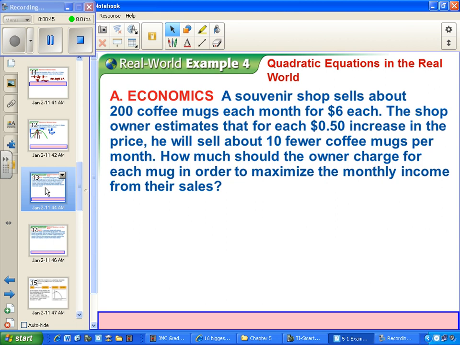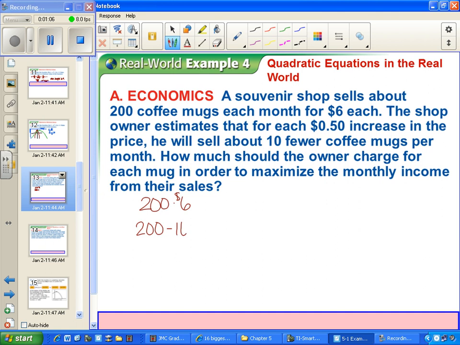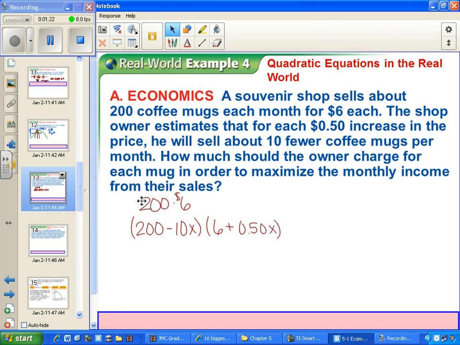So if we think about how he's figuring out his profit right now, it would be 200 times $6. But now we want to change that. We figure that if we raise the $6 by 50 cents, the 200 will drop by 10. So the 200 will decrease by 10 for every increment. So X is representing the increments that we are increasing it by. And 6 will go up by 50 cents for every increment that we are choosing to do.